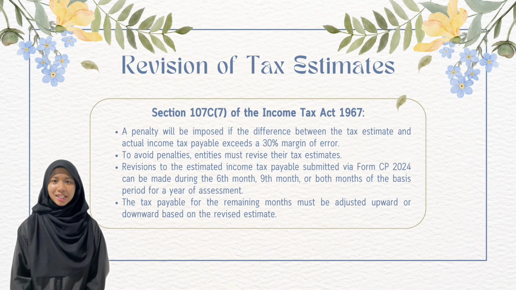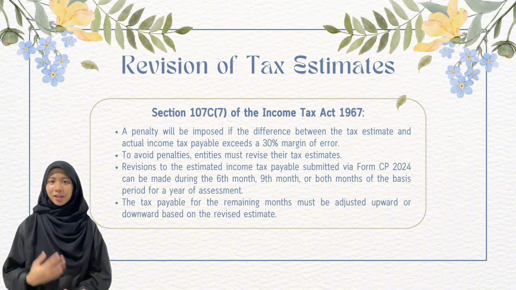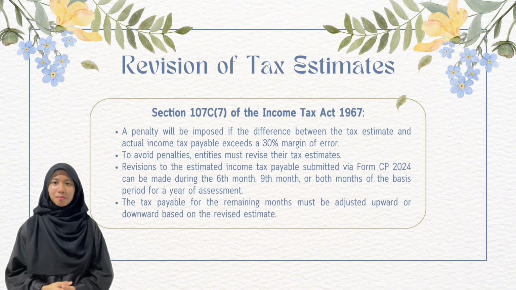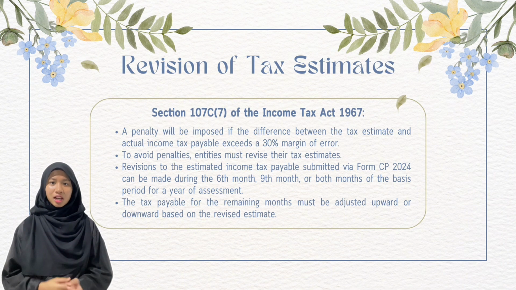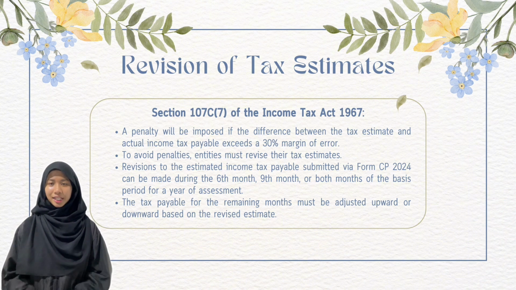Next, revision of tax estimates. According to Section 107C Subsection 7 of the Income Tax Act 1967, a penalty will be imposed if the difference between the tax estimate and actual income tax payable exceeds a 30% margin of error. To avoid penalties, an entity must revise their tax estimate. Next, revision to the estimated income tax payable submitted via Form CP204 can be made during the 6th month, 9th month, or both months of the basis period for a year of assessment. Lastly, the tax payable for the remaining months must be adjusted upward or downward based on the revised estimate.